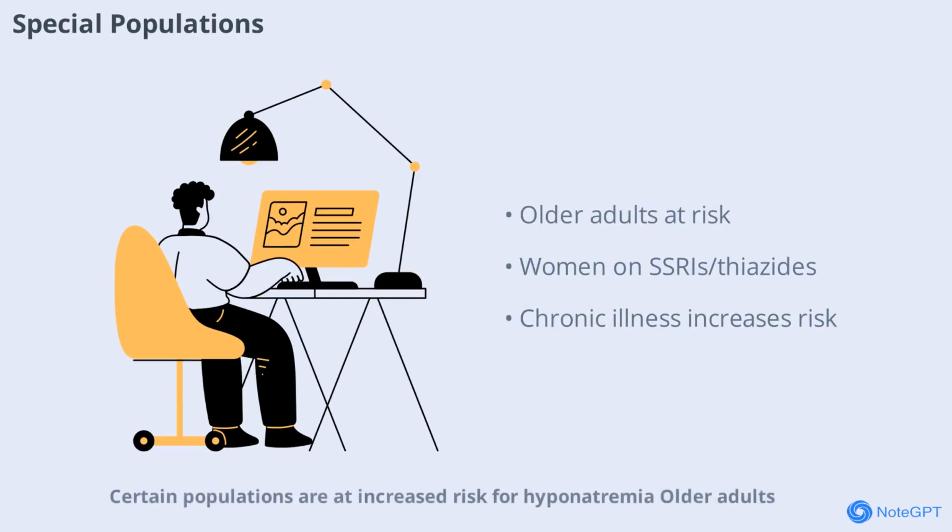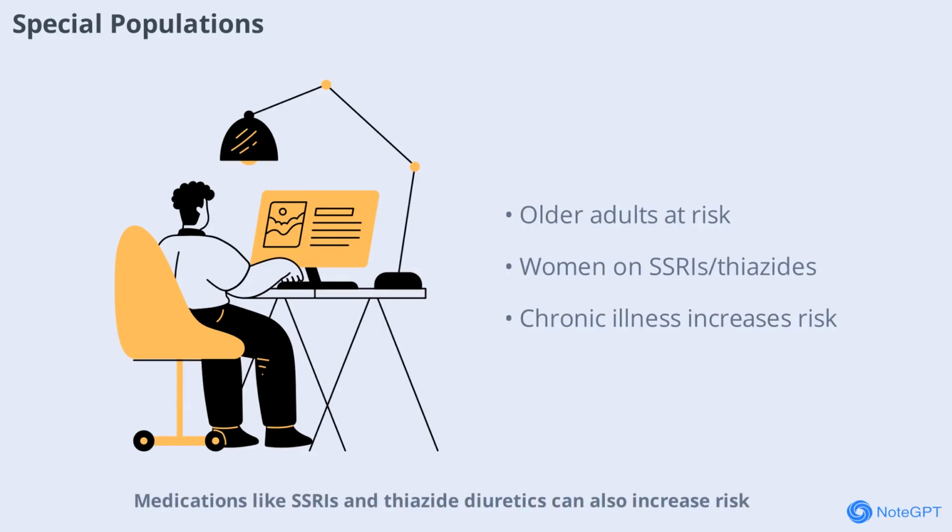Certain populations are at increased risk for hyponatremia. Older adults, menstruating women, and those with chronic illnesses are particularly vulnerable. Medications like SSRIs and thiazide diuretics can also increase risk, especially in older, underweight women. Awareness of these risk factors helps clinicians monitor and prevent hyponatremia in high-risk groups.